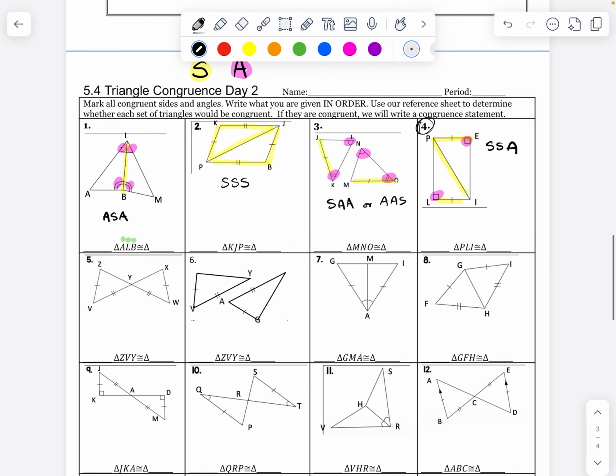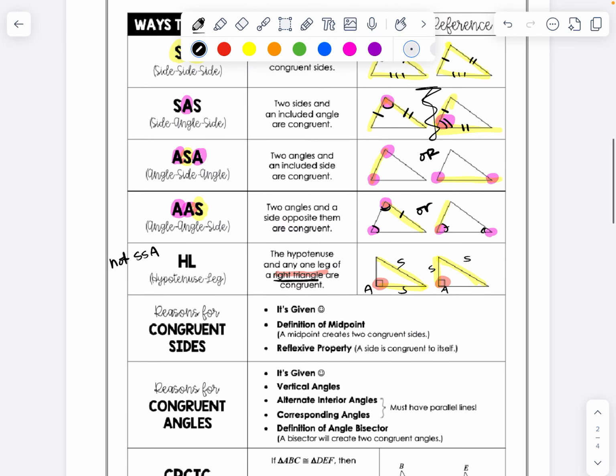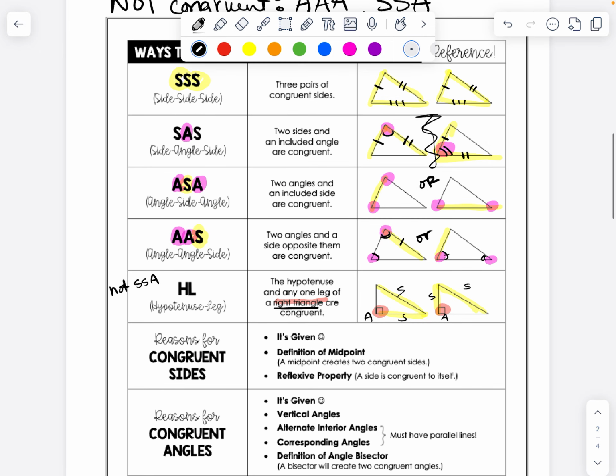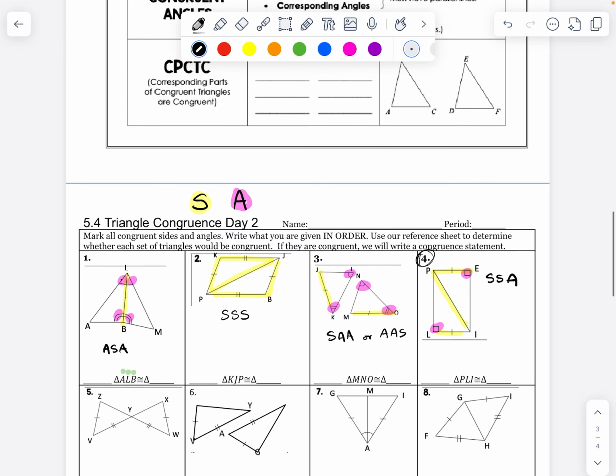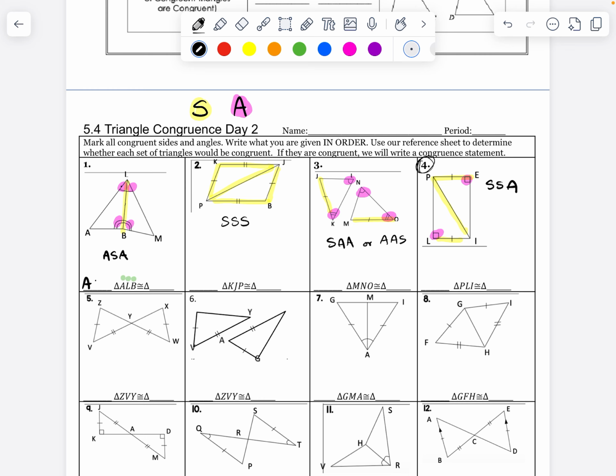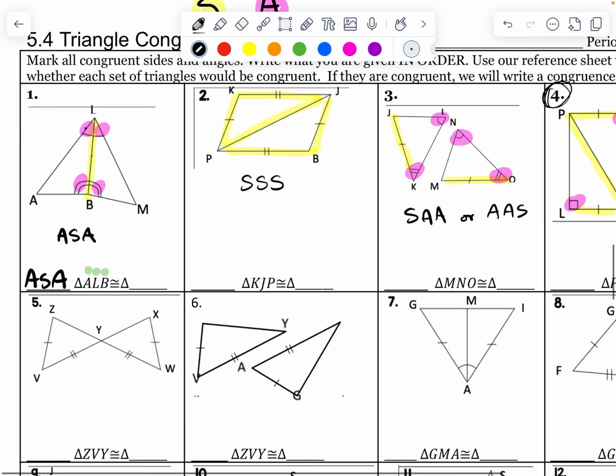All right, so using that reference sheet, using those shortcuts, are these two triangles equal to each other? That is ASA. Is that one of my shortcuts I can use? Hot diggity dog, it is ASA. So I'm going to put ASA as my reason, and I'm going to write my congruency statement.